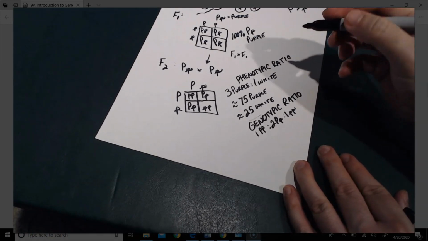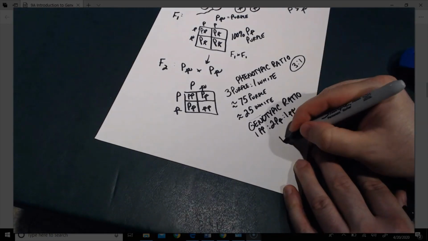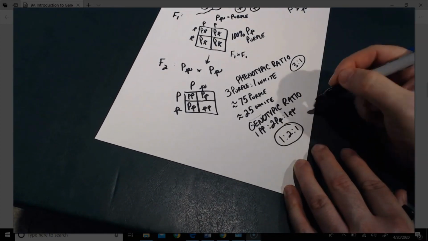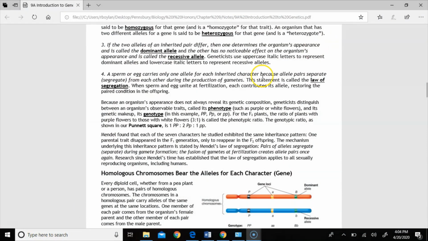Oh, okay. So my phenotypic ratio is a 3:1, and my genotypic ratio is a 1:2:1, just what the letters are. Okay, that's all. Pretty easy stuff, but those vocab words are very, very important. Okay, so moving right ahead here.